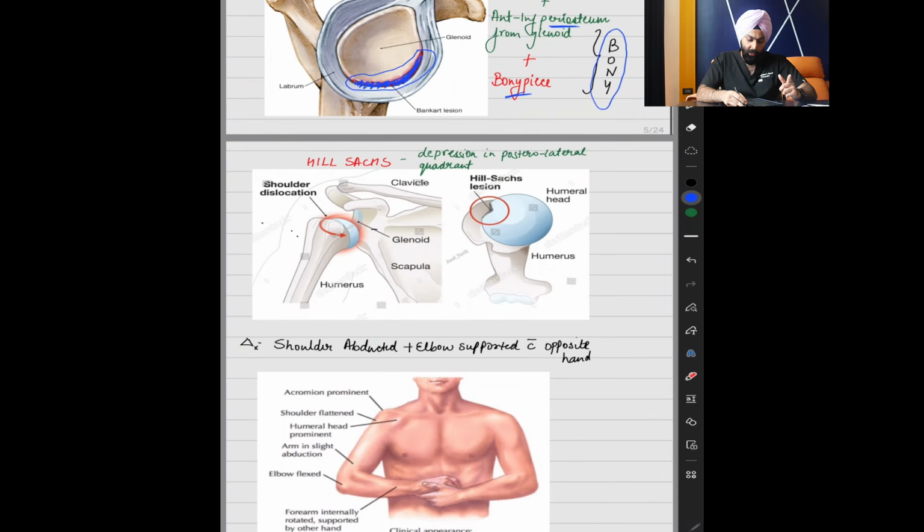We also have this characteristic Hill-Sachs lesion, which is present over the posterior lateral quadrant of the humerus. We get a depression. So assume that this is our shoulder joint. ये dislocate हुआ यहाँ पर, वापस relocate के time the posterior lateral aspect of the humeral head hits the surface of the glenoid. This repeated hitting causes a depression over the posterior lateral aspect of the head of the humerus. Okay, so this is the Hill-Sachs lesion.